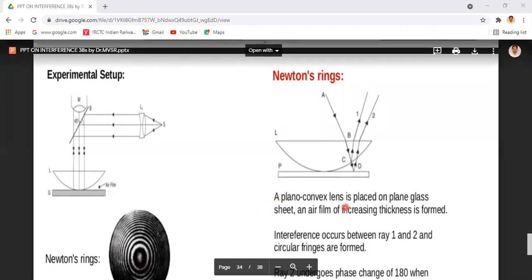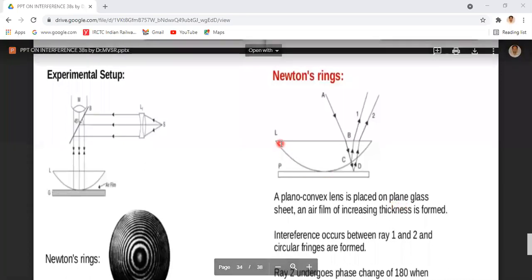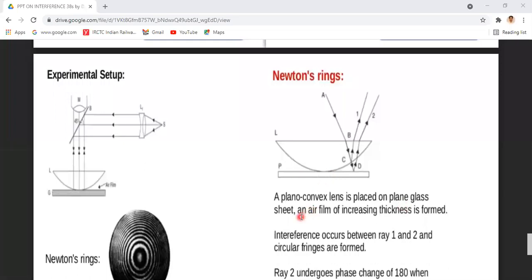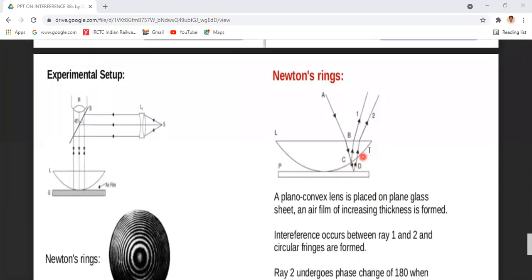Coming to this diagram, Newton's rings. A plano convex lens is placed on a plain glass sheet, a glass surface. So this is the plano convex lens, which is placed on this circular glass plate. So an air film of increasing thickness is formed. Already I have explained this one. This is the air film of increasing thickness.